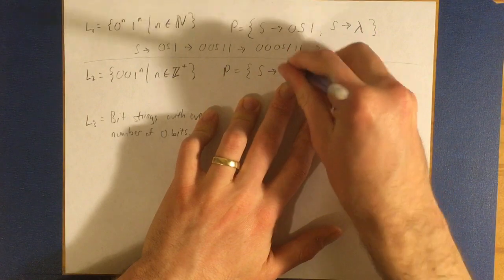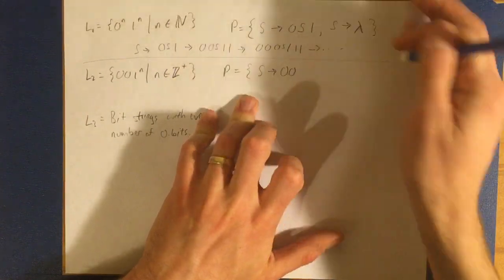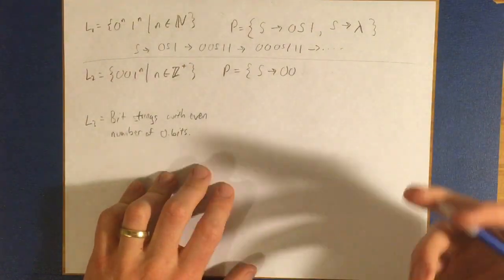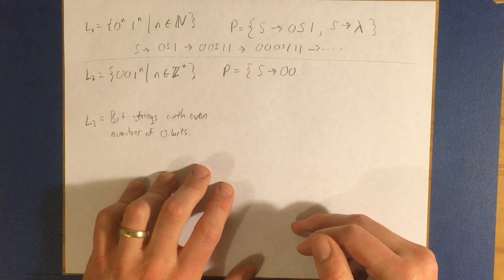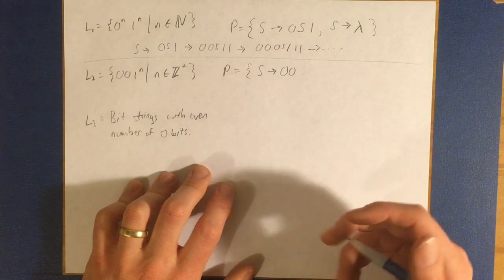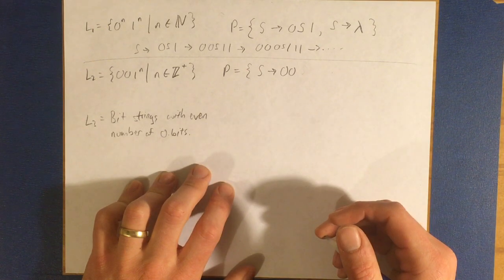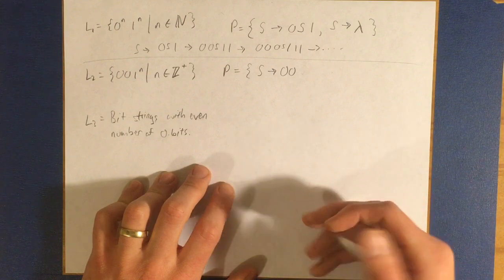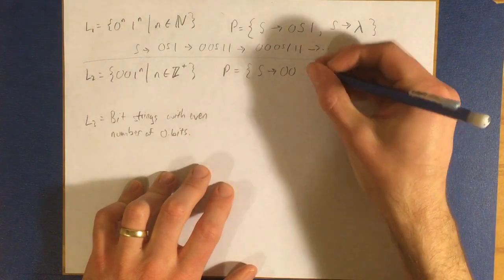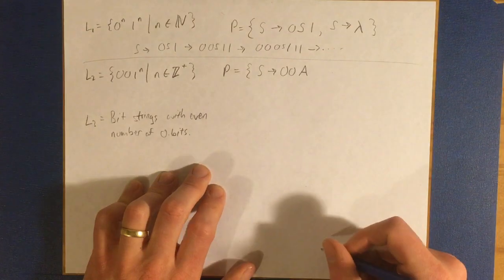What I want here is to maybe introduce another non-terminal symbol. This is just for the sake of convenience, for the sake of the construction of the language. We're going to introduce a non-terminal symbol A.